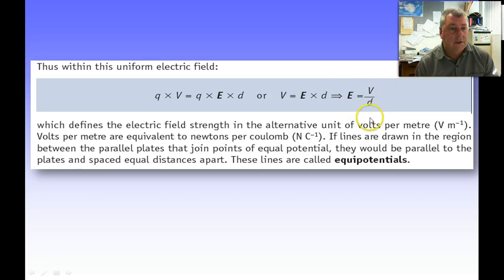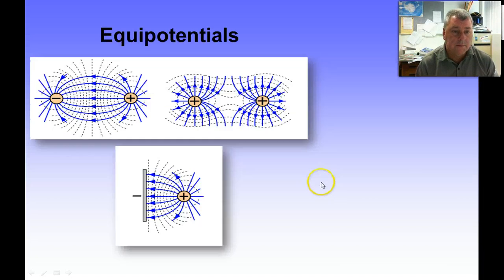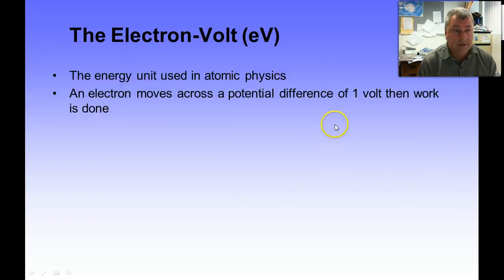And that can be given as either volts per meter, volts divided by meters, or in Newtons per coulomb. The units are equivalent. What do they look like? These dashed lines and these figures are areas of equipotentials. So if you go across any of those dashed lines, work has to be done. If you go along any of those dashed lines, no work has to be done.